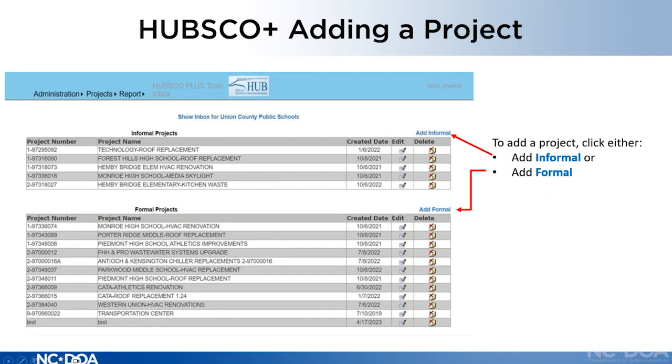So adding a project, there's a couple of different ways to do it, but if you're going from your inbox, right above all your projects, there's a blue add informal, and above your formal projects, there's an add formal. So you would pick the right one and select that. If it's a $30,000 project, definitely go informal. If it's 300,000 and above, you have to do formal. You might do formal for something less than $300,000 if you are requiring all the bidders to submit good faith efforts and the affidavits that go along with that.